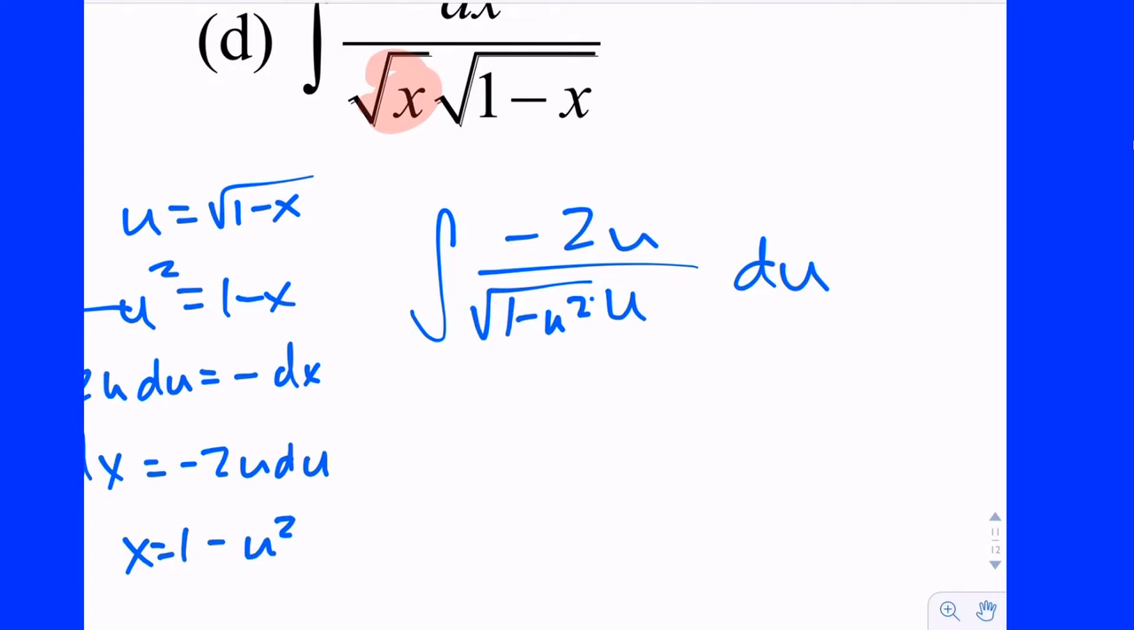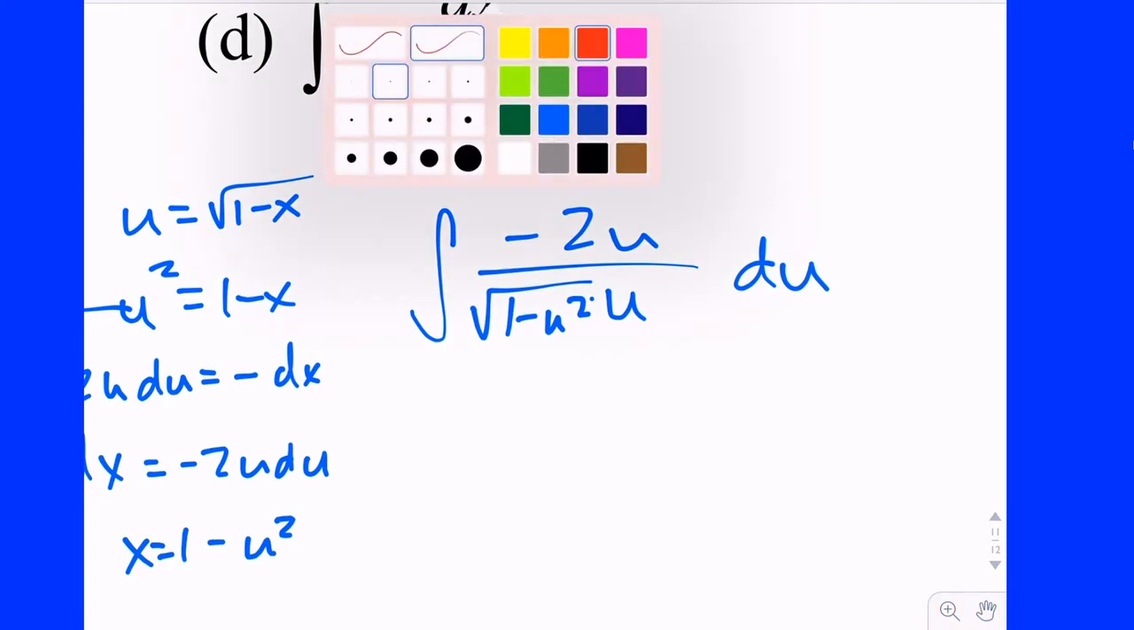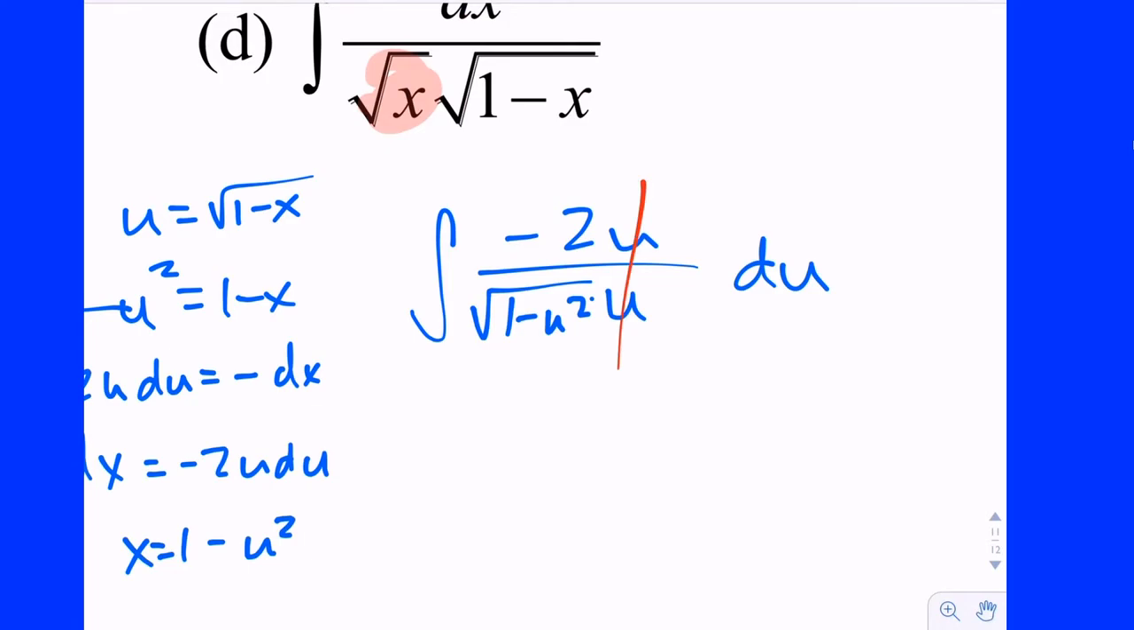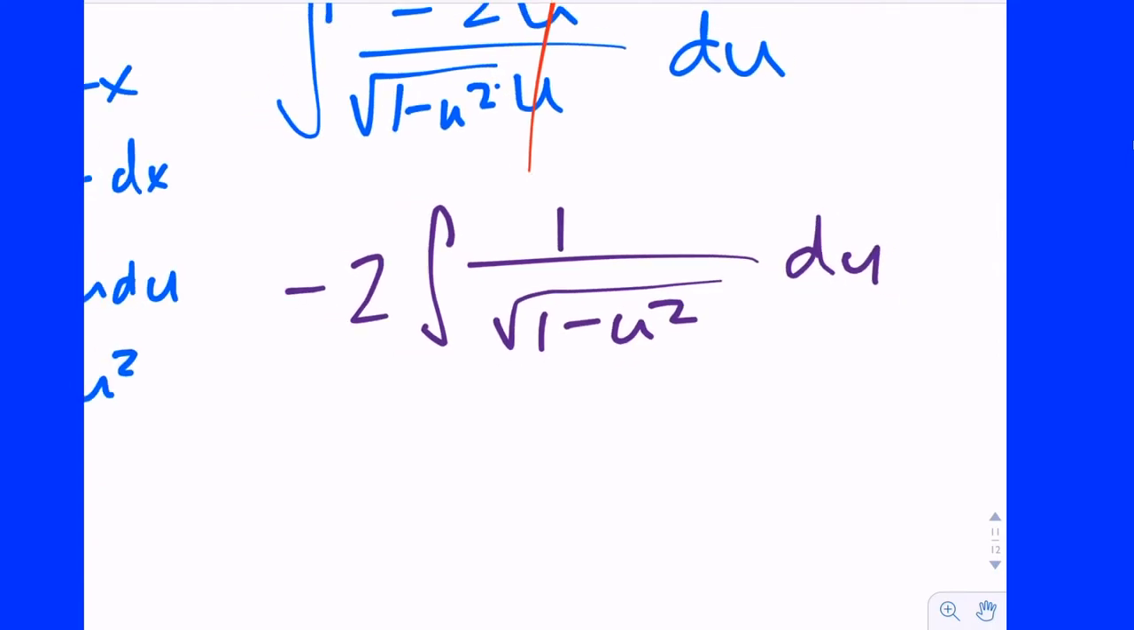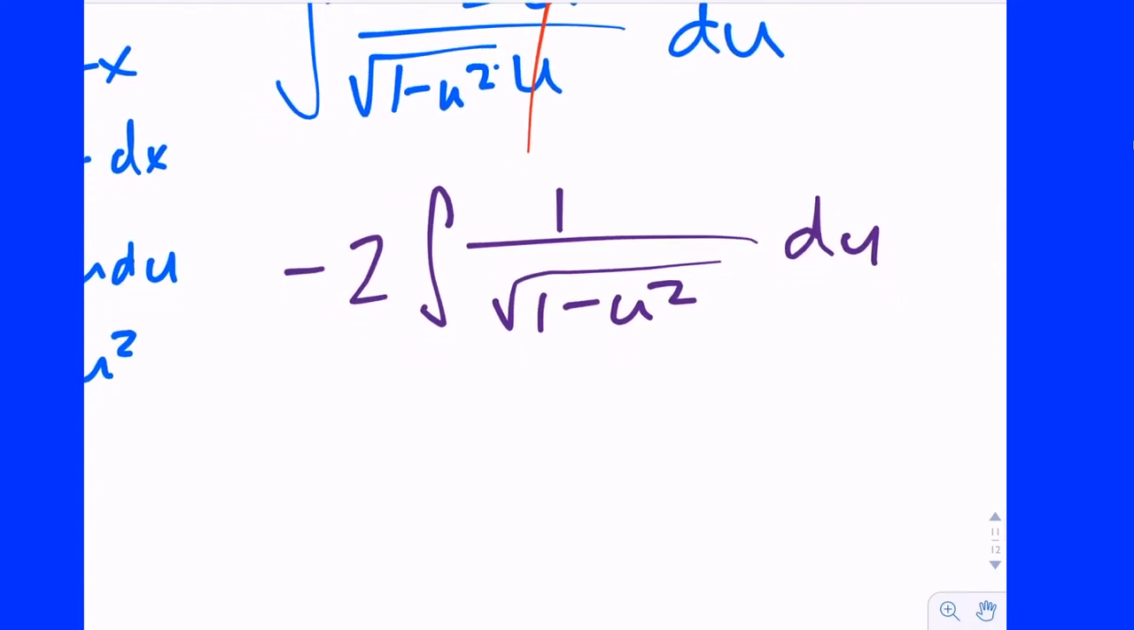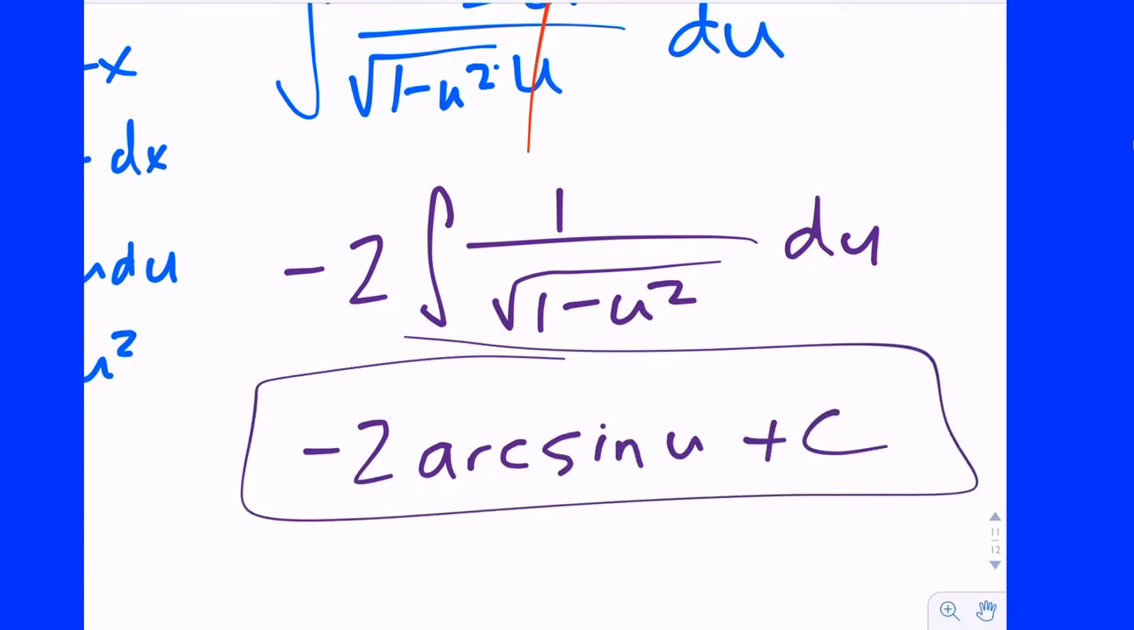Hey, you see that? I see that. Holy moly smokers. And the negative 2 comes out front, and I'm left with 1 over the square root of 1 minus u squared, du. That is totally arc what? Arc sine. It's straight up arc sine. It's not even one of the forms that we memorized. That is the derivative of arc sine of u. So we got negative 2 arc sine of u plus c. And we box it up and we walk away?